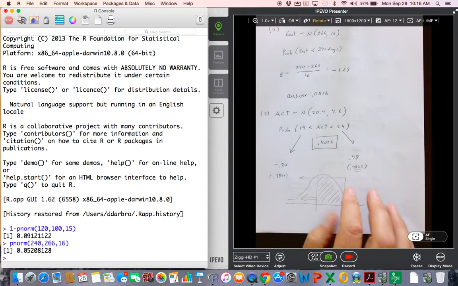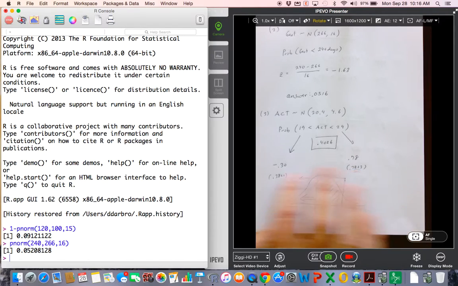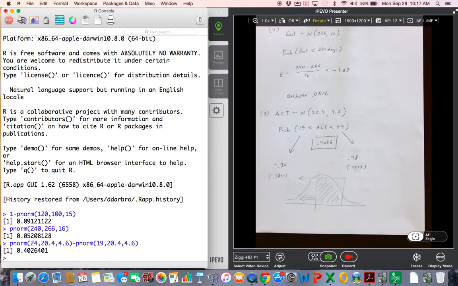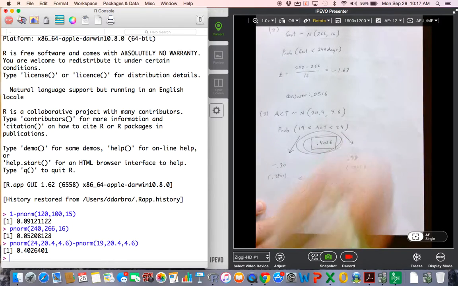This one, we've got to take the area below the biggest one minus the area below the bottom one. Well, that's not too bad. So we're going to have pnorm 24, 20.4, 4.6. And then we've got to subtract the area pnorm of 19, 20.4, 4.6. And we get our answer of 0.0426, which corresponds completely.